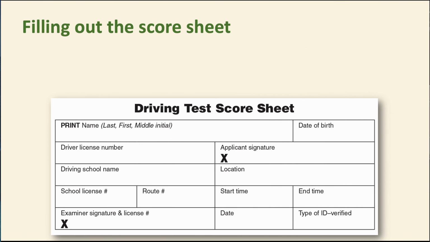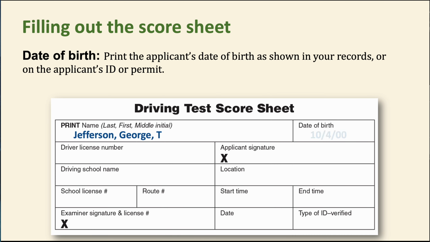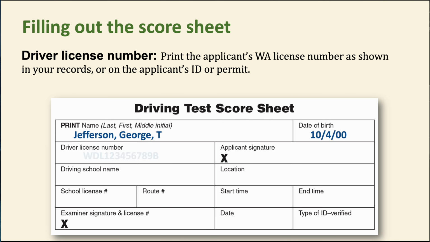All right, remember, you got to make sure this is filled out before you get out there. So make sure the applicant's name is shown on the records or on their ID or permit. Last name, first name, middle initial. Make sure the date of birth matches what's shown on their ID. Type the license number, or write out the license number on it.